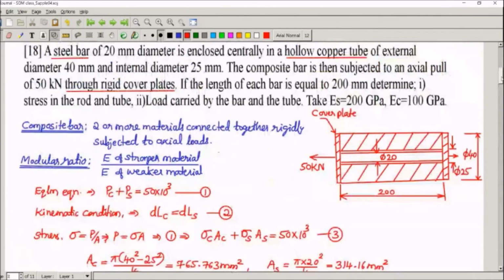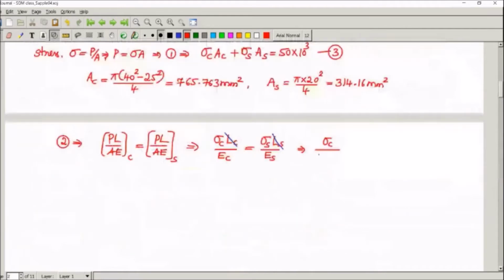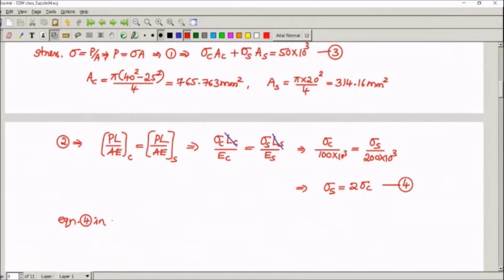EC is 100, ES is 200. So sigma C by EC, 100 into 10 power 3, should be equal to sigma S by ES, where ES is 200 into 10 power 3. If I simplify this, sigma S is equal to 2 times sigma C. I'll call it equation 4. Now I can plug this equation 4 into equation 3.